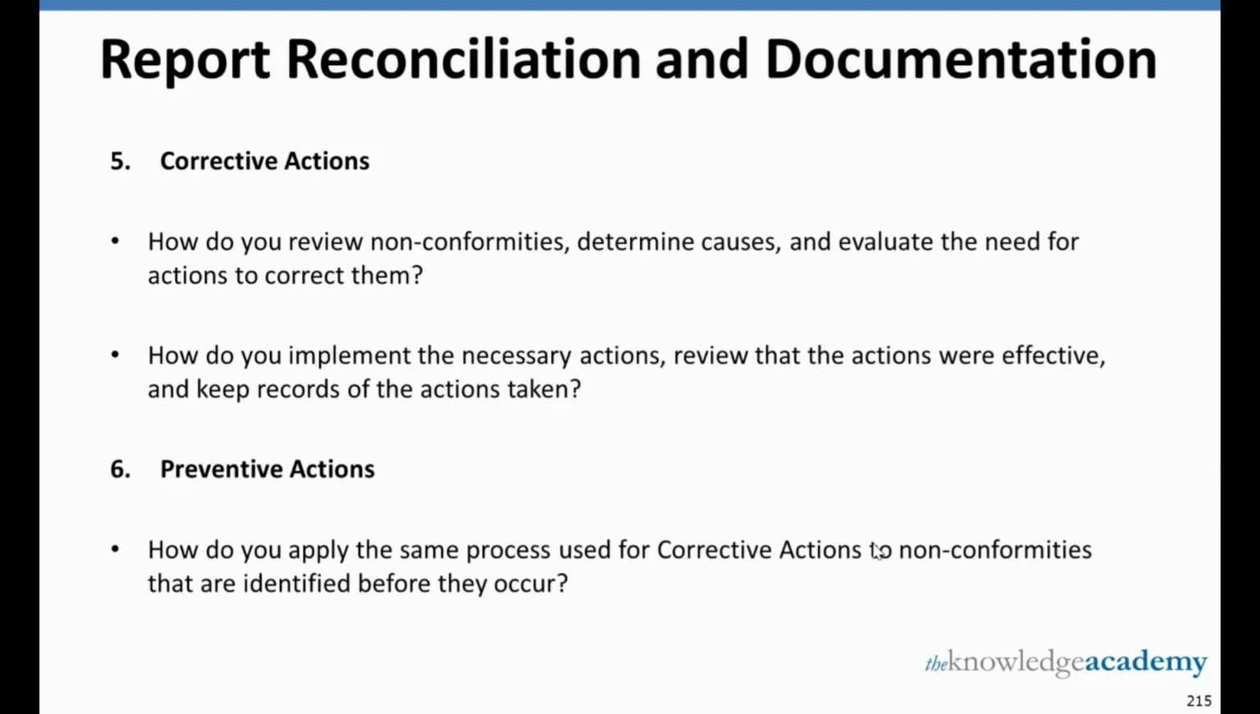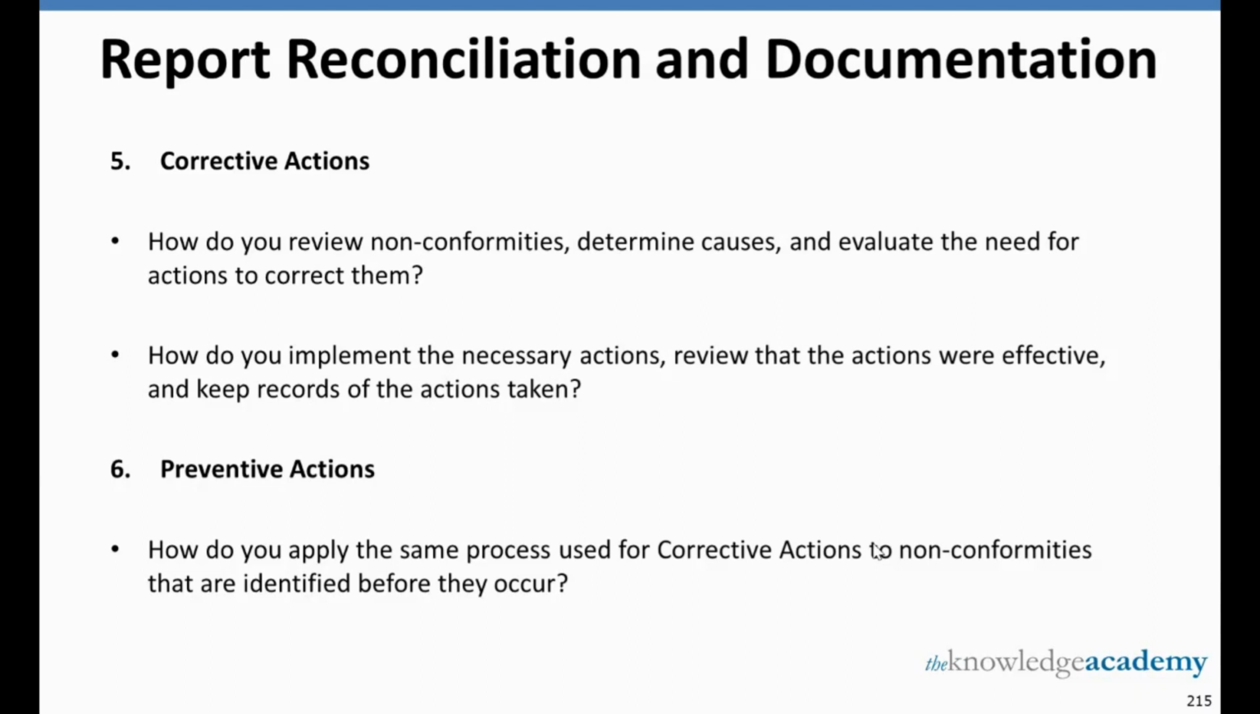Then, corrective actions. How do you review non-conformities, determine causes, and evaluate the need for actions to correct them? How do you implement the necessary actions, review that the actions were effective, and keep records of the actions taken? And preventive actions. How do you apply the same process used for corrective actions to nonconformities that are identified before they occur?